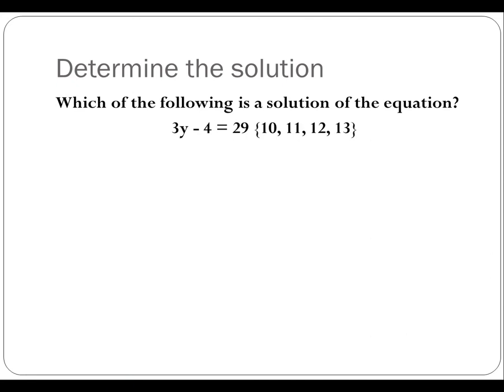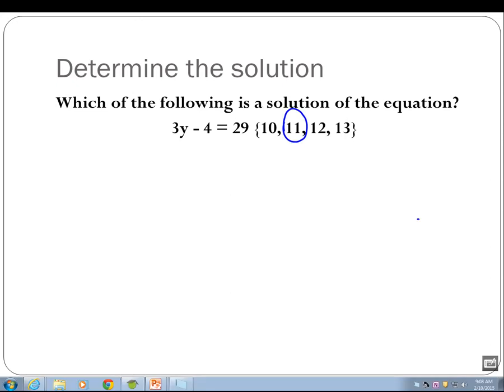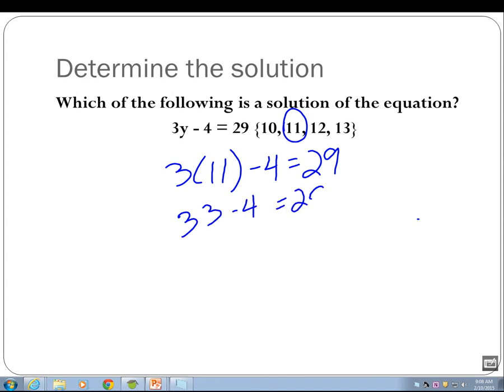Now this one. Which of the following is a solution of the equation? Okay, did you work this one out as well? Did you? Okay. Ms. Potter, what did you get? I got the answer of 11. You got 11? So let's substitute that in there. So let's try 11. Look, it's already there. So we have 3 times 11 minus 4 equals 29. 33 minus 4 equals 29. 29 equals 29. Good.